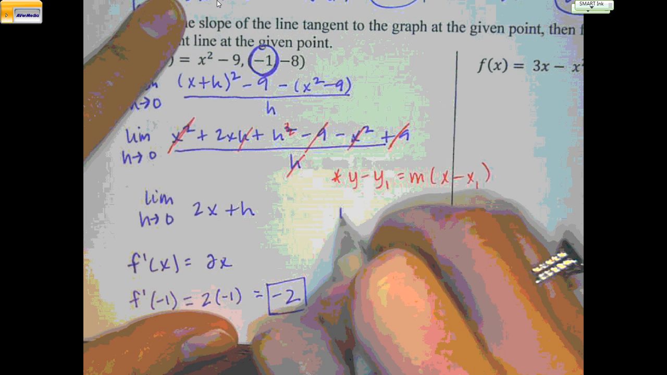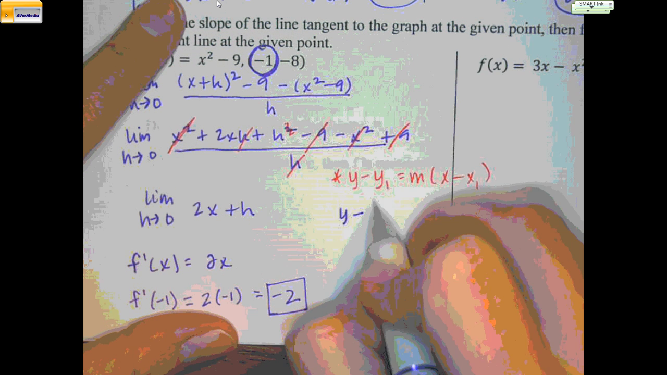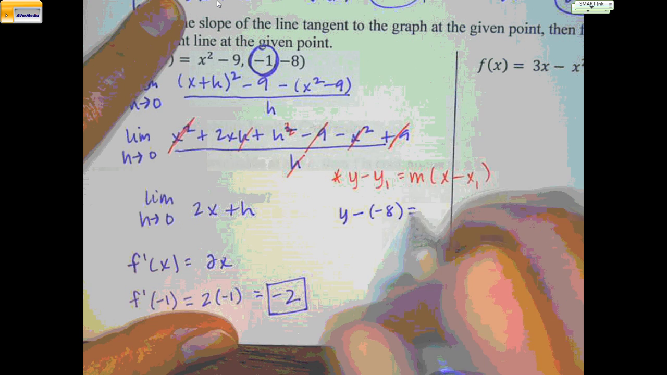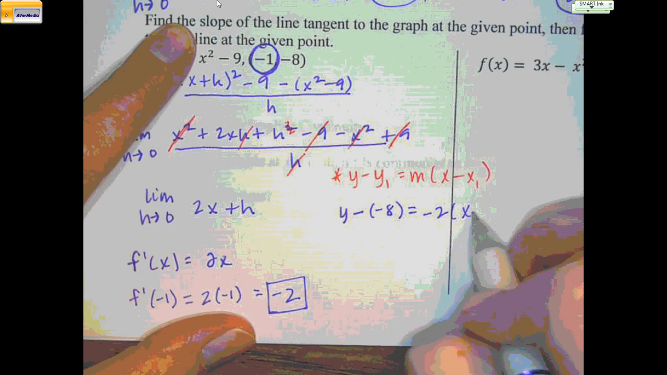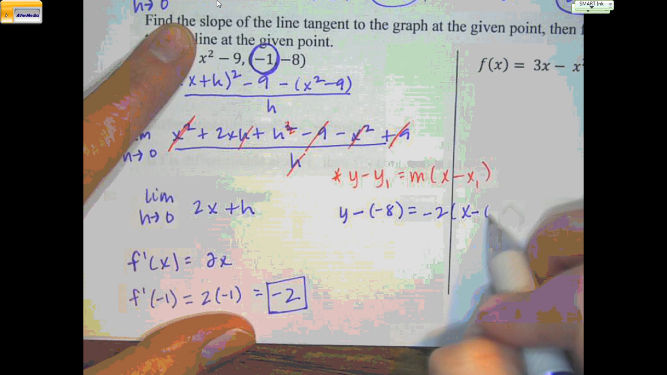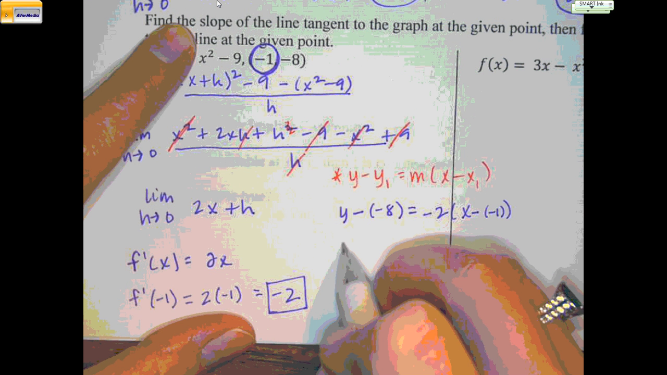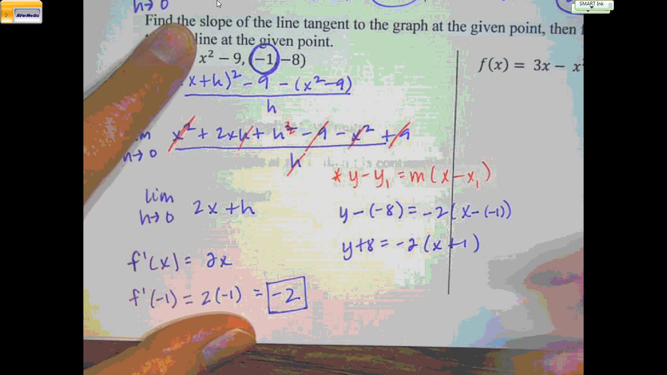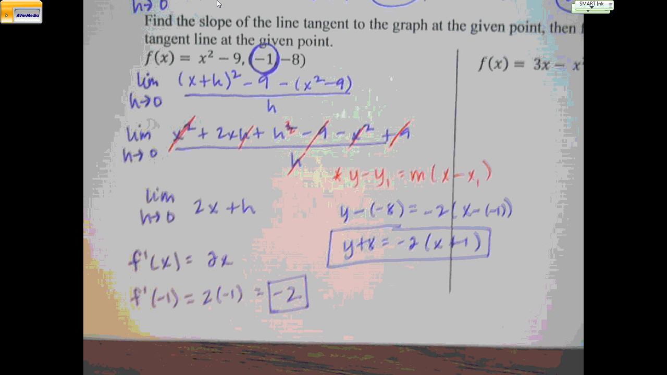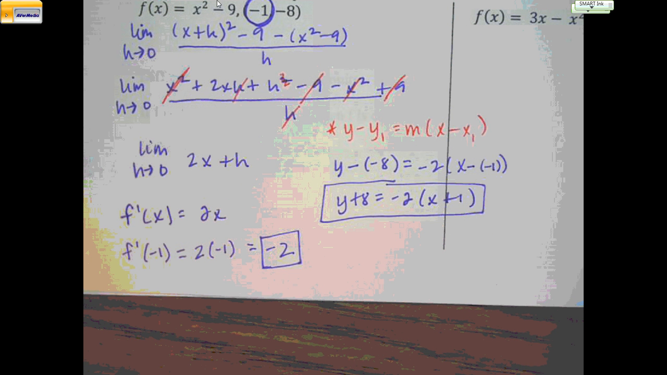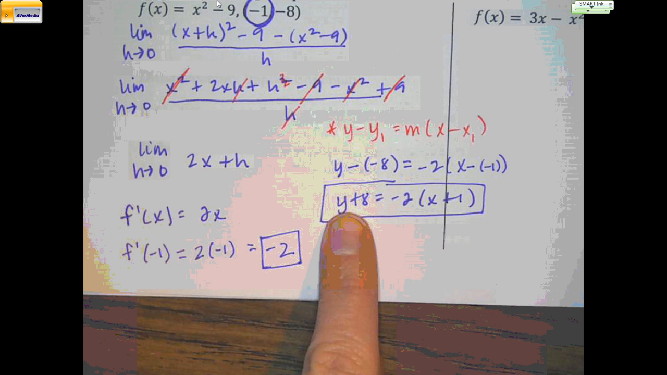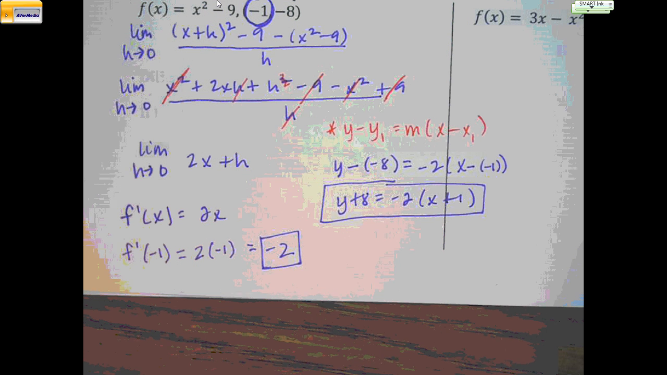So we're going to say y minus the y value, which is negative 8, equals m, we found the slope to be negative 2, times x minus the x value, which was negative 1. So we have y plus 8 equals negative 2 times x plus 1. And that's your answer. If you want to leave it in point slope form, that is fine. If you would rather use the slope intercept form, that's fine as well. So this is the equation of the line that's tangent at the point negative 1, negative 8 for that function.